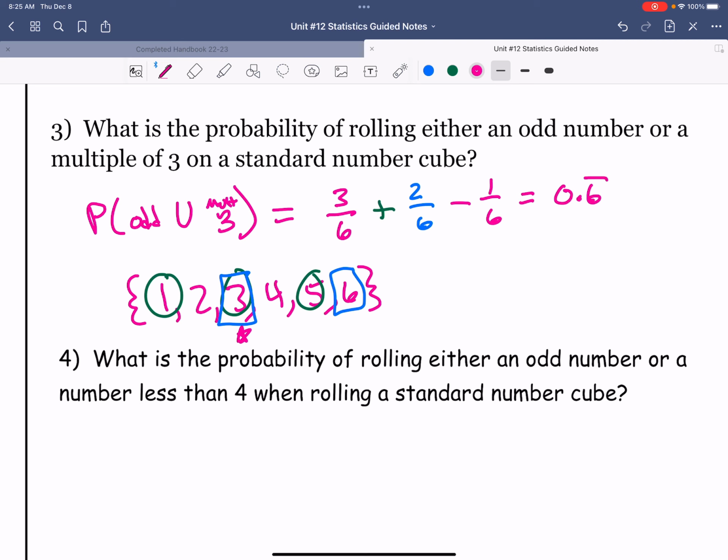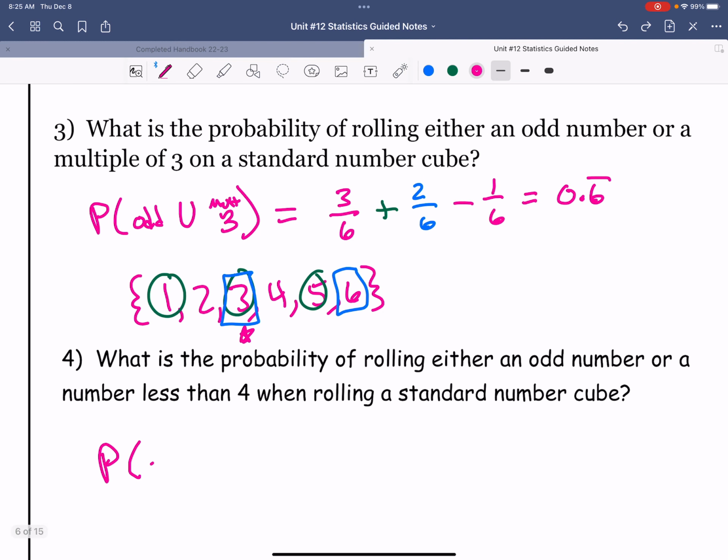Pause the movie, try the next one on your own. Press play when you are finished. Probability of either an odd number or a number less than 4. Sorry about that. So odd or a number less than 4. Odd numbers, we have 3 out of the 6. Less than 4, we have 3 out of the 6. Now, an odd number less than 4, there are 2 of them, 1 and 3. So we subtract off 2 out of the 6. Now we also get 0.6 repeating.